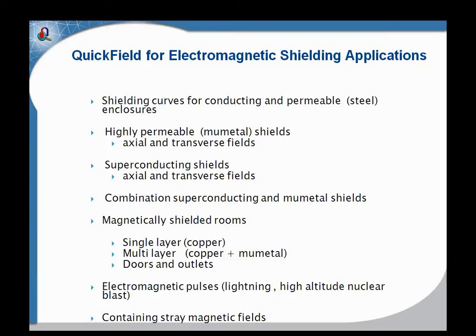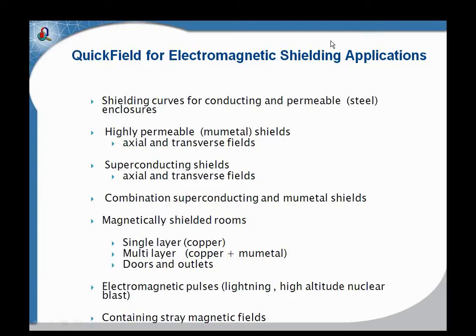And then we'll look at magnetically shielded rooms, both a single-layer copper magnetically shielded room and a multi-layer one consisting of copper and mumetal. Then we'll model a port so we can see how doors and ports affect the shielding factor of a magnetically shielded room. The next thing we'll look at is electromagnetic pulses due to lightning and high-altitude nuclear detonations, as well as containing stray magnetic fields, for example, for motor applications.